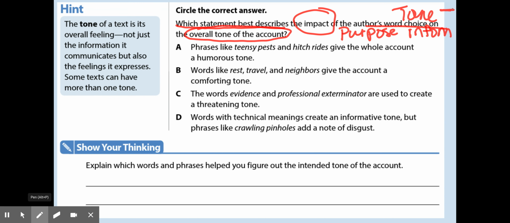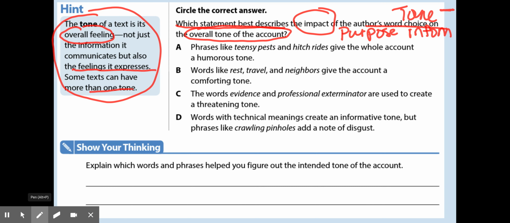Now, if you're struggling as we go through and read A, B, C, and D, over here on the hint, it says the tone of a text is the overall feeling, not just the information it communicates, but also the feelings it expresses. And some texts can have more than one tone, right? So I'm going to give you a second to look at your answer choices.